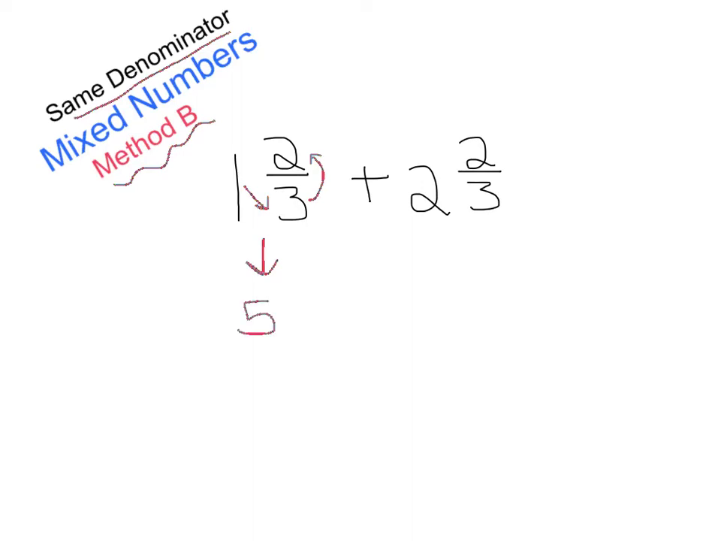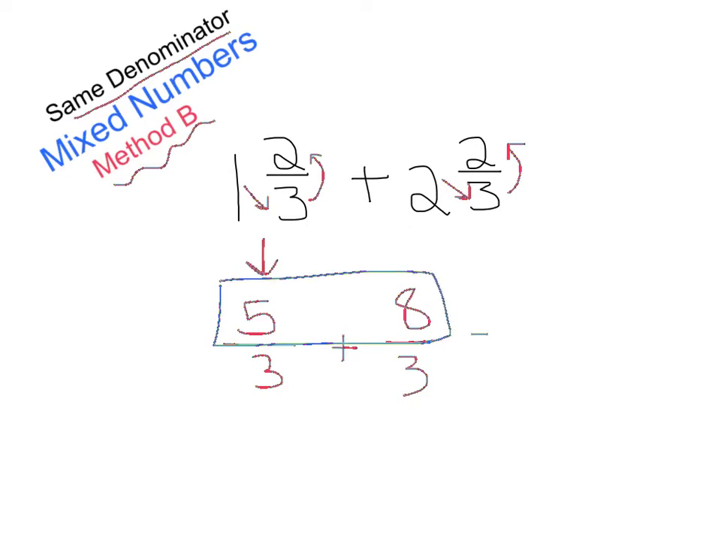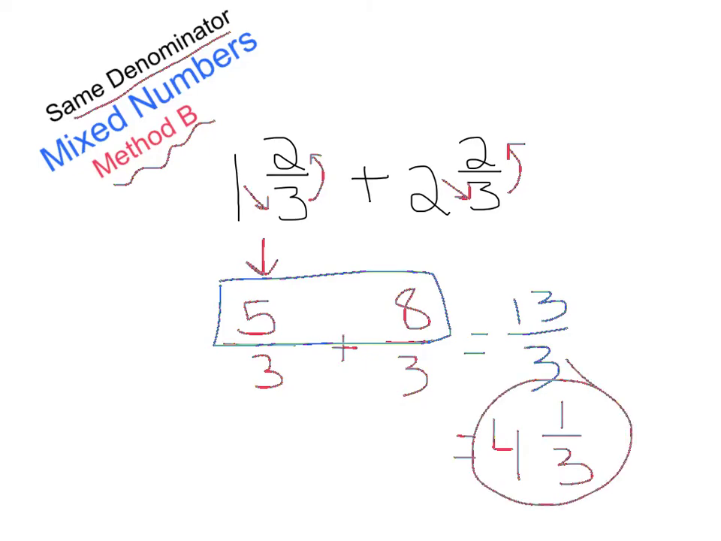So 5 changes in the numerator, denominator stays the same. And now the second one, 2 times 3 is 6, and 6 plus 2 is 8. So we have 8/3. 5/3 plus 8/3. Add the top, 5 plus 8 is 13. So we have 13/3. And then your final step is now to just change it back to a mixed fraction. 3 goes into 13 4 times, and 4 times 3 is 12, which will leave us with 1 left over. 4 and 1/3 is our answer.